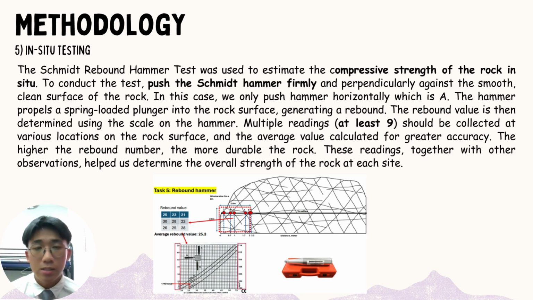In the fifth part, in situ testing, we have explained in the last part that the rebound hammer test is used to calculate the RMR. So in this part, I will briefly explain how it works. It is used to estimate the compressive strength of the rock in the site. We push the hammer firmly and perpendicularly to the rock, and we get the data, but we need at least 9 readings, so we draw a box of 9 and push the hammer to get the results. After that, we calculate the average, but we will use A in this case because it is horizontal.